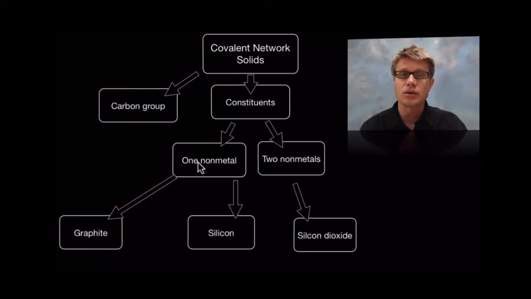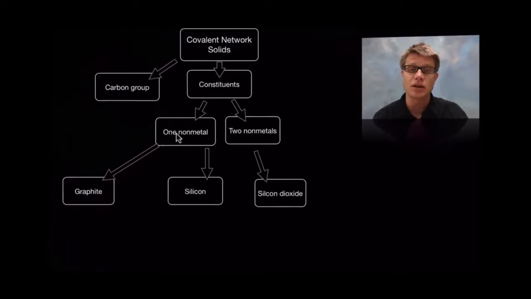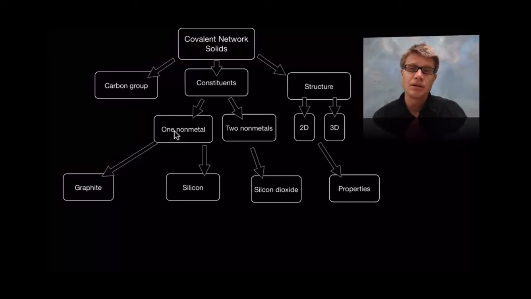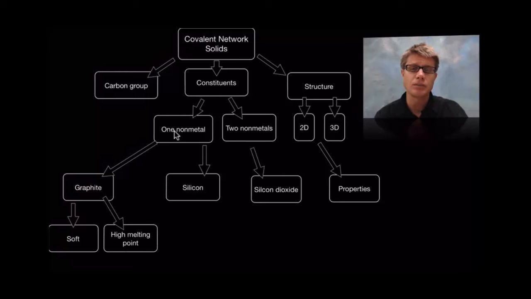Generally, these covalent network solids are made from the carbon group, and the reason why is that they have 4 valence electrons, and it allows them to make a vast number of bonds. Their structure can either be two-dimensional, so graphite will have these two-dimensional sheets, or it can be these vast three-dimensional lattices. Depending on what kind of structure they have, it's going to give them different properties. For example, graphite is going to be incredibly soft because it has these soft layers, but it's going to have a high melting point because you're going to have these covalent bonds.